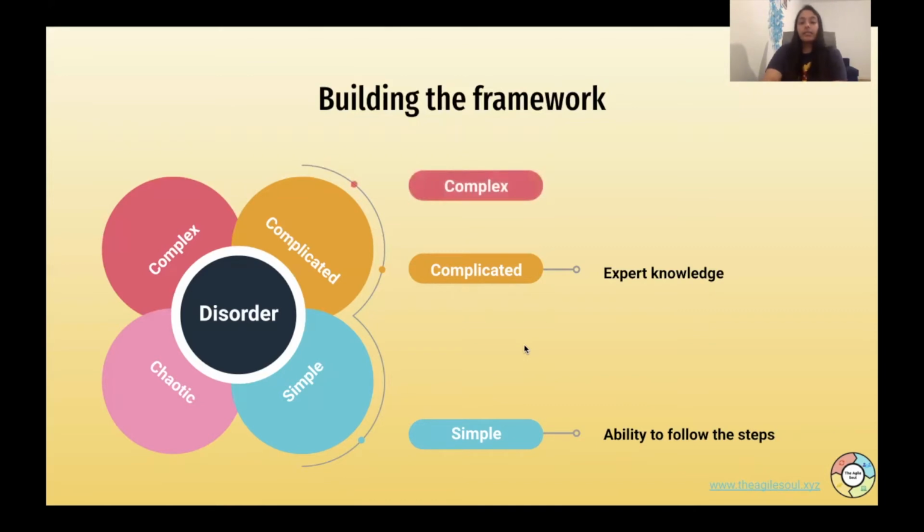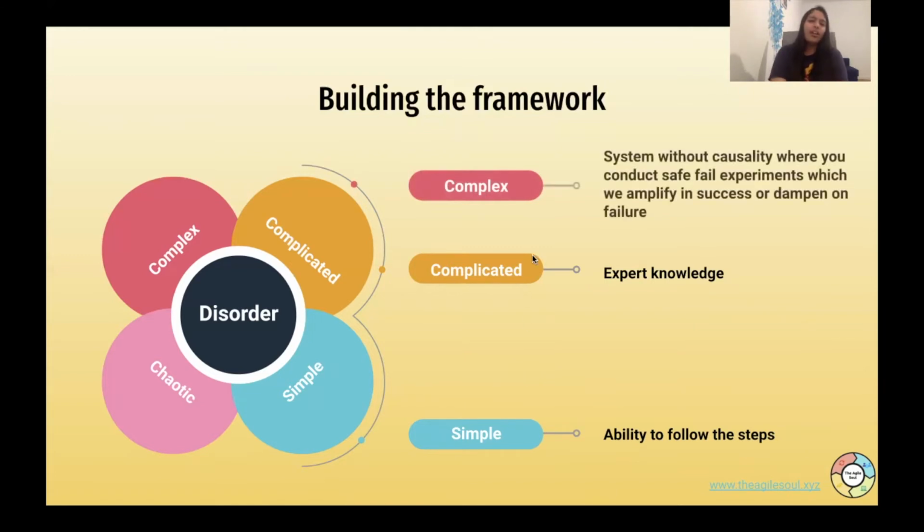Third in the systems is the complex system. Now here, this is a system without causality. Here you typically conduct experiments and based on how that experiment goes, you either expand it, you amplify it, or you dampen it. One thing to note here about the experiments is there are two types of experiments we can conduct. The first one are fail-safe experiments, right? This is where you have a foolproof plan, you know what to do, you conduct an experiment with all steps known, and you know that the outcome is going to be successful.